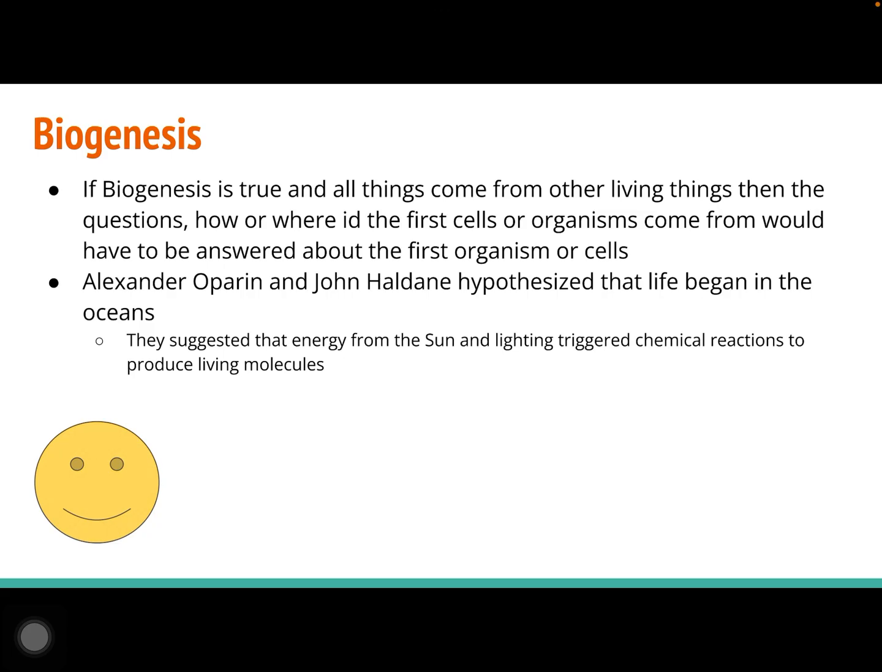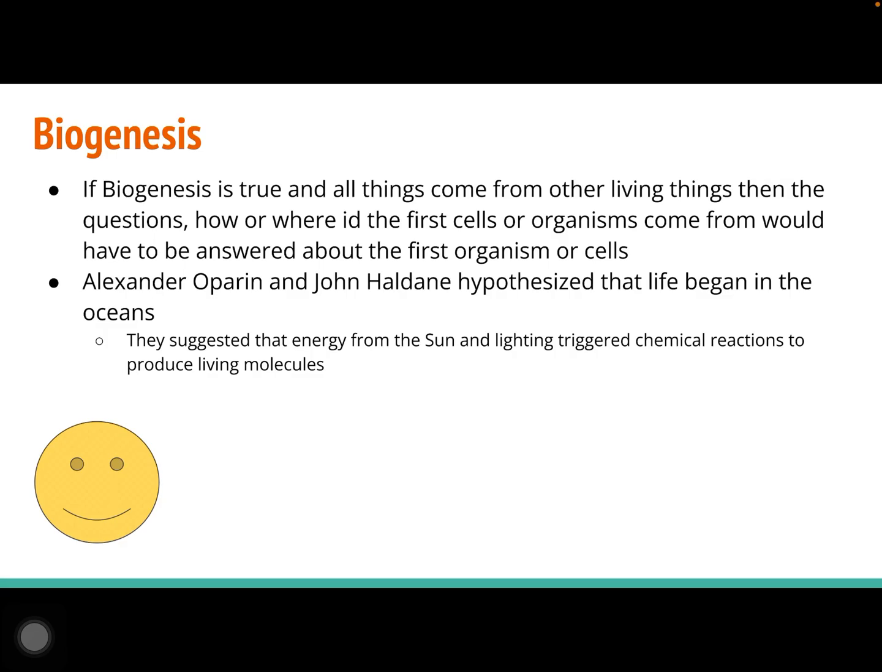Biogenesis: if biogenesis is true, all living things come from other living things. Then the question is, how or where did the first cell or organism come from, and that would have to be answered from the first organism or cell. So again, we can't prove this to be true because we can't go ask the very first cell or organism, hey, how were you born, or how did you get here? We can't exactly say yes for sure, but we can absolutely hypothesize the beginning of life.